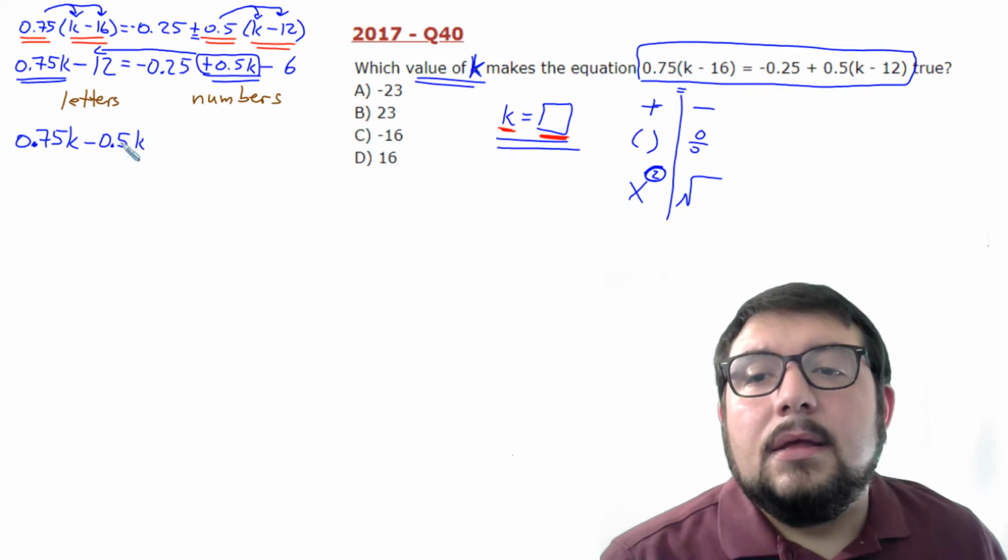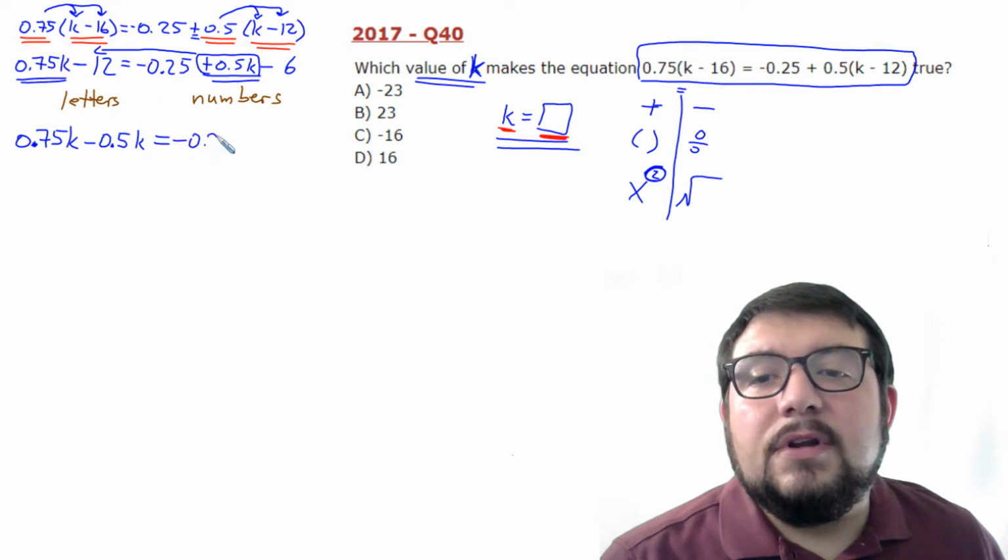Okay. That's it for my letters. Now I'm going to set up my numbers. Look, on the right, I already had negative 0.25. That doesn't move, so it doesn't change. Negative 6 didn't cross the equal sign, so that doesn't change either.